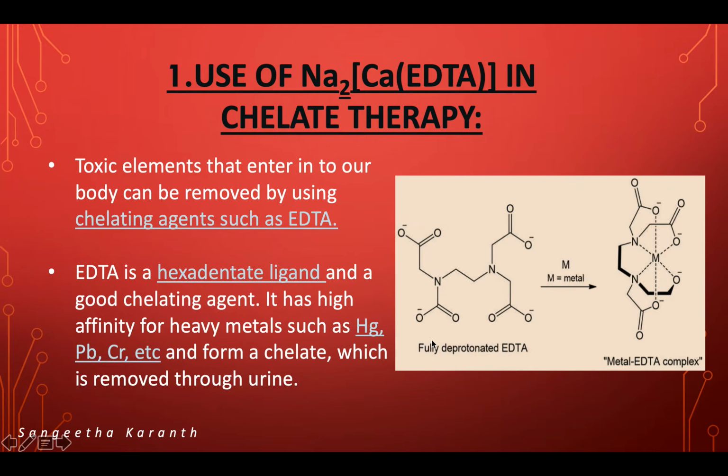Here you can see the structure of EDTA, which has an affinity towards metals in the M+2 state. This is the structure of the metal EDTA complex. Now, suppose there is a condition of heavy metal poisoning due to mercury, lead, chromium, etc. EDTA is used to form a stable complex with these heavy metals. Once this metal EDTA complex is formed, it can be removed from the body by excretion.